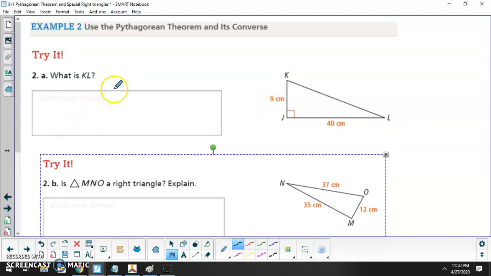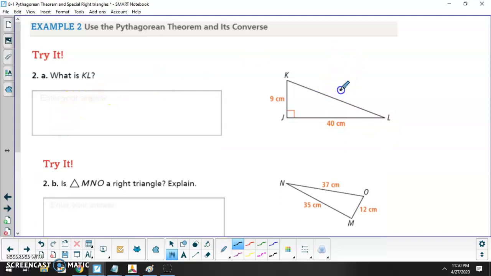All right. So in this one, are we finding a leg or hypotenuse? This is the hypotenuse. So we're finding the hypotenuse. Okay, so you're going to do 9 squared plus 40 squared equals c squared. All right, 9 squared is 9 times 9, which is 81. 40 squared is 40 times 40. 4 times 4 is 16. And then you have 2 extra zeros, so that's 1600 equals c squared. All right, so you have 1681.